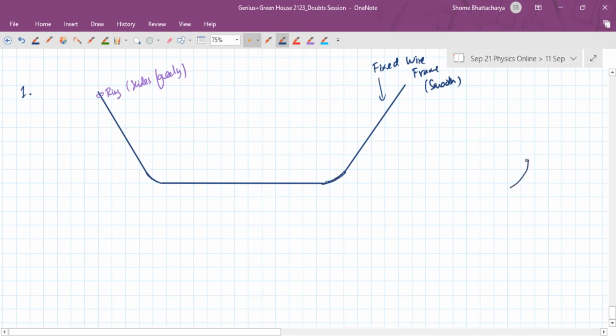Any curve like this has some radius of curvature. We draw tangents and normals. This radius of curvature is very large compared to the size of the ring, so that is the point of it. The size of the bead is negligible as compared to the radius of the turns, which is in turn negligible compared to the length of the straight portion of the frame.